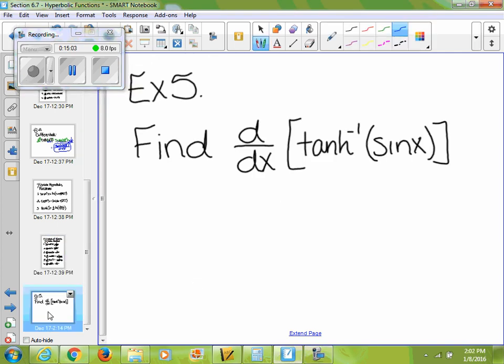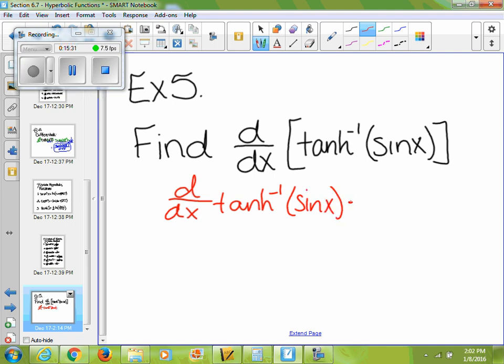Okay, so the last example we'll look at is finding the derivative of our inverse hyperbolic tangent function of sine of x. Okay, and so using our chain rule, we'll take the derivative of the outside, so the inverse hyperbolic tangent of sine of x, times the derivative of our inside, so times just the derivative of sine of x. Sine is what's on the inside of our function.